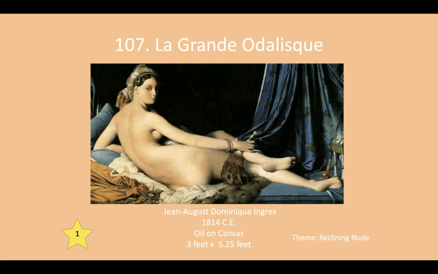Okay. Jean-Auguste Dominique Ingres. That's how it's said, E-N-G, Ang. Okay, painted in 1814. All right. Oil on canvas, 3 feet tall by 5.5 feet wide. La Grande Odalisque. Okay, so we have to start with the title. Okay, so the great Odalisque. What is an Odalisque? It's a woman in a harem.